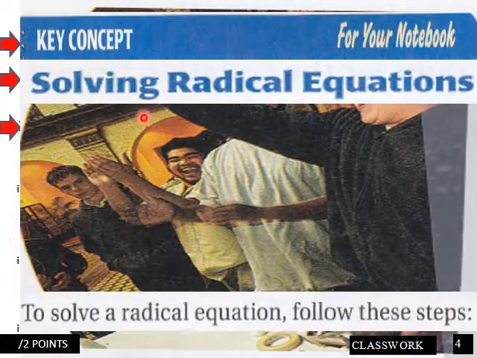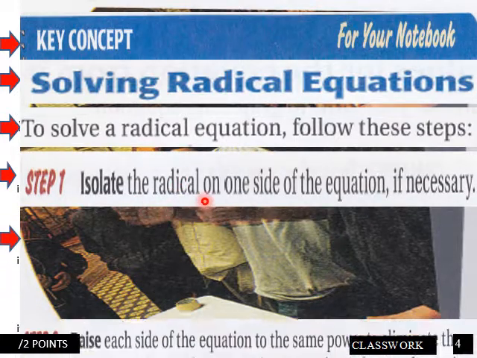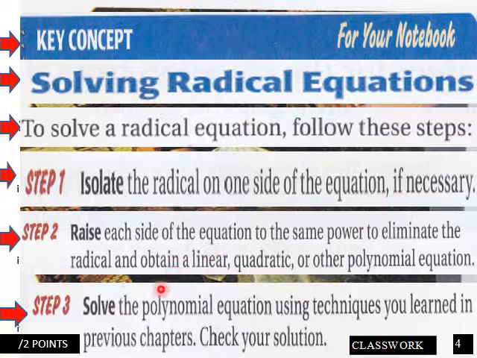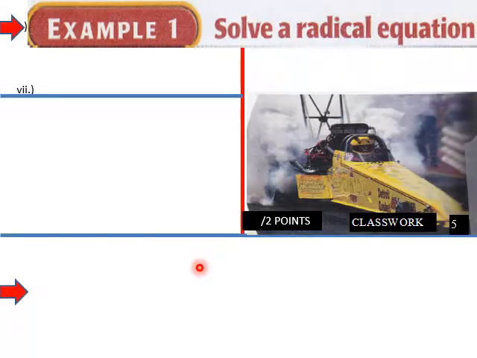Key concepts: solving radical equations. To solve a radical equation, follow these steps. Isolate the radical on one side of the equation, raise each side of the equation to the same power, eliminate the radical, and obtain a linear, quadratic, or other polynomial equation. Solve the polynomial equation using techniques you learned in previous chapters. Check your solution. So we have an example here.